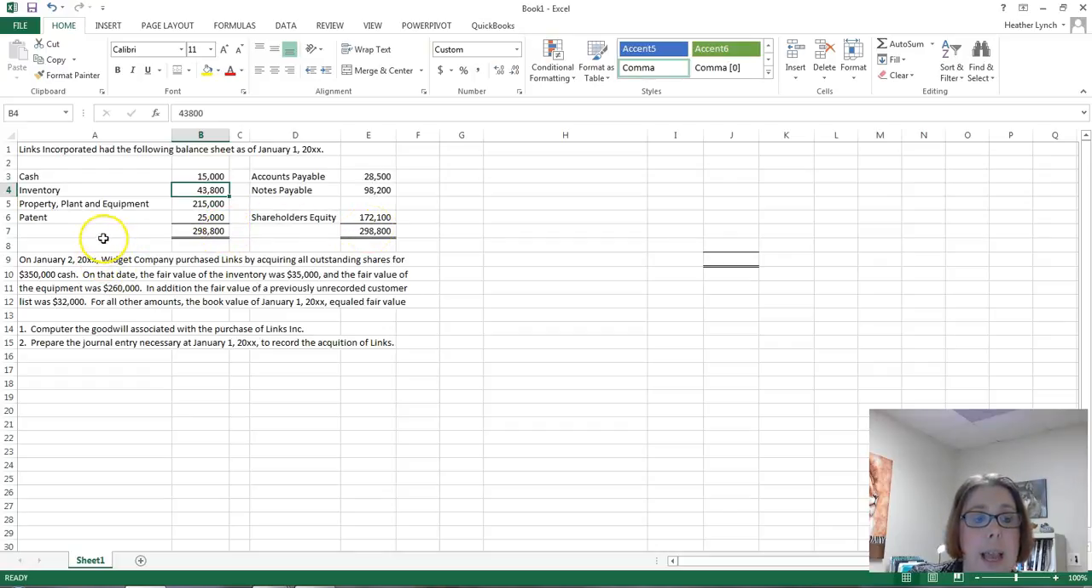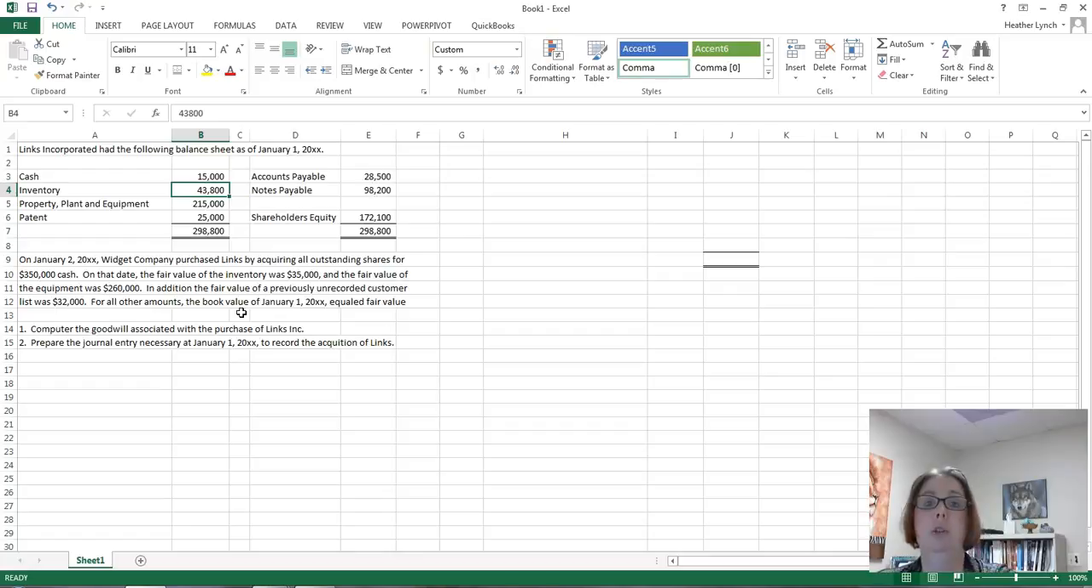On January 2nd, Widget Company purchases Links by acquiring all outstanding shares for $350,000 in cash. On that date, the fair value of the inventory was $35,000 and the fair value of the equipment was $260,000. In addition, the fair value of a previously unrecorded customer list was $32,000. For all other amounts, the book value on January 1st equaled the fair value.